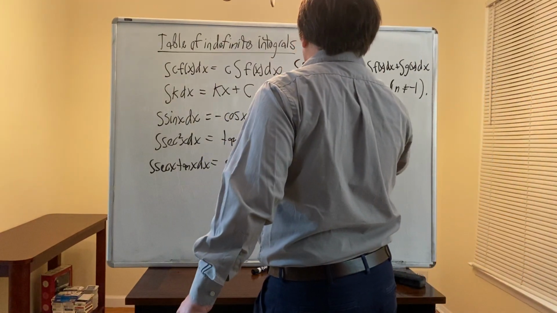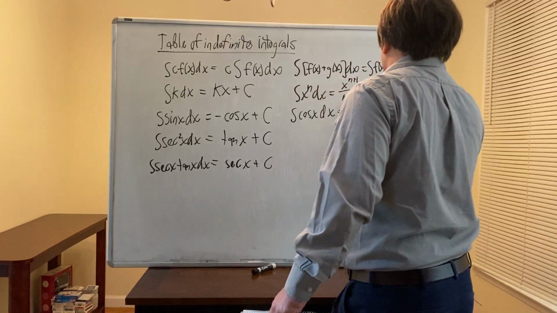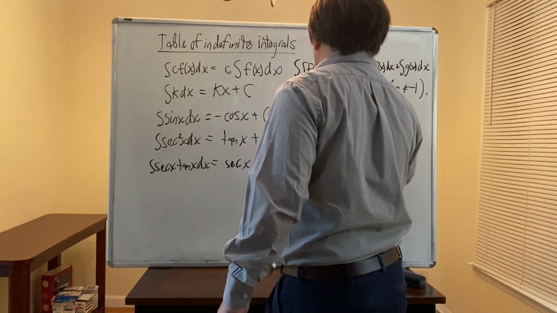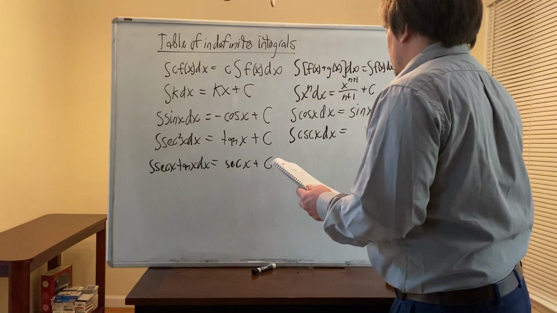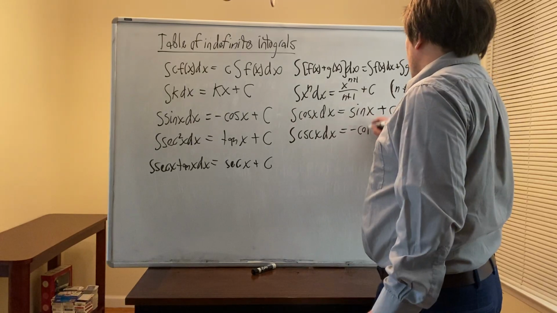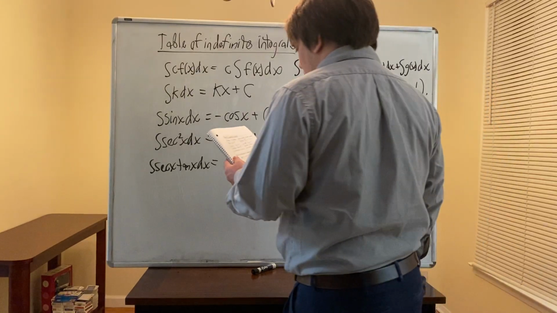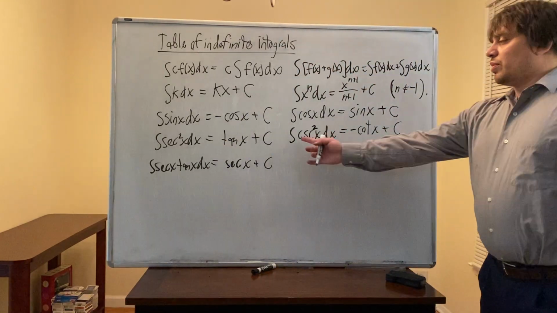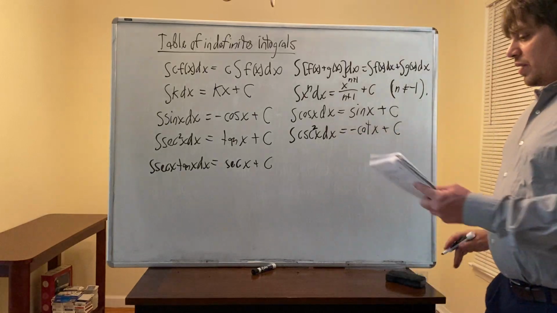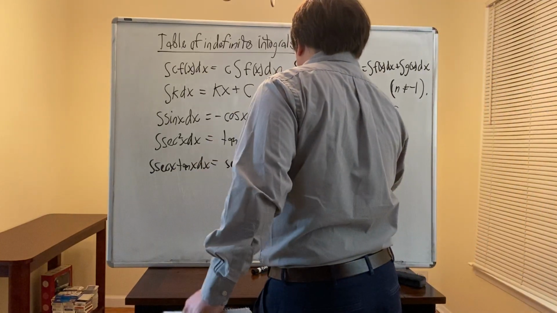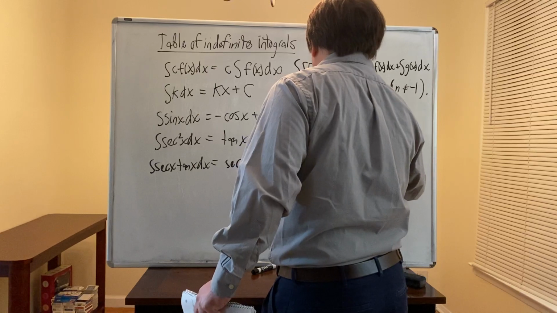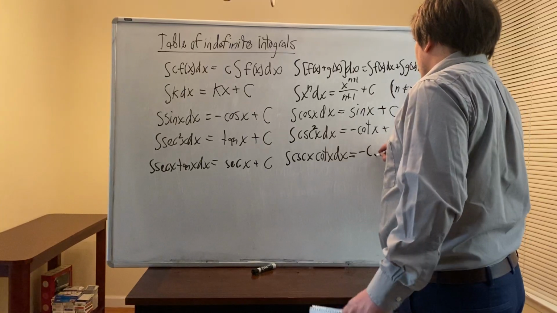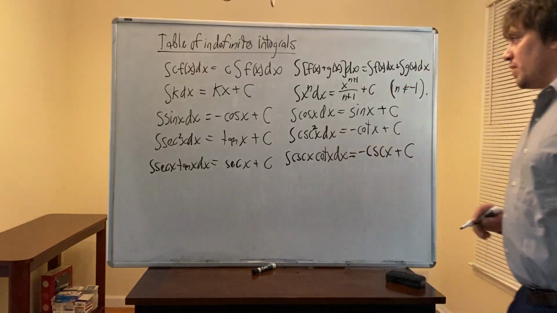Integral of cosine x dx is equal to sine x plus c. Integral of cosecant x dx is equal to negative cotangent x plus an arbitrary constant c. Oh, sorry, this is cosecant squared x. Integral of cosecant squared x dx is equal to negative cotangent x plus arbitrary constant c. Integral of cosecant x cotangent x dx is equal to negative cosecant x plus an arbitrary constant c.